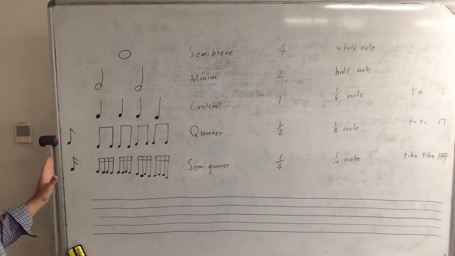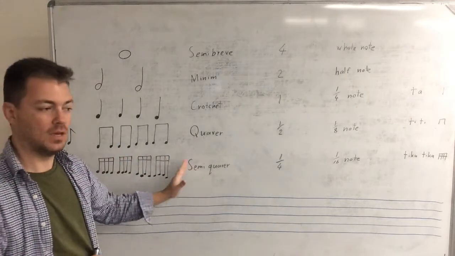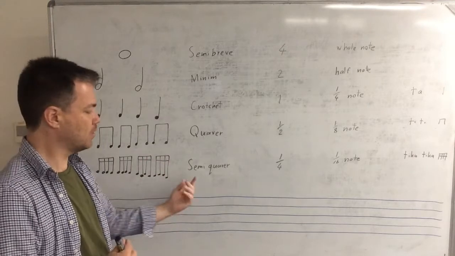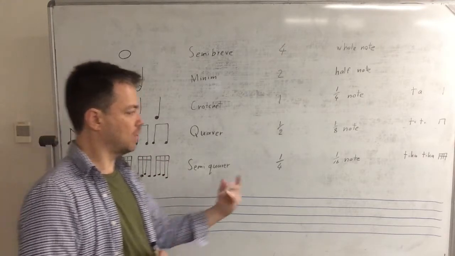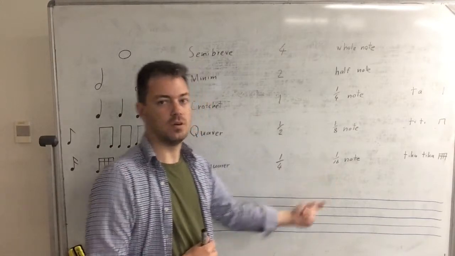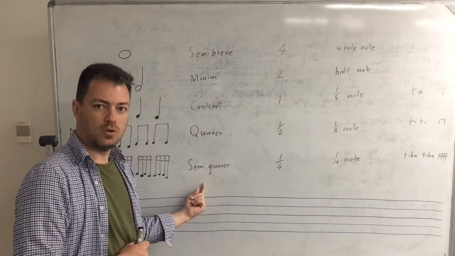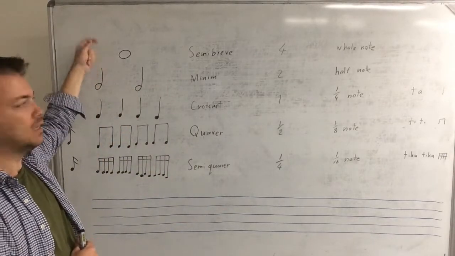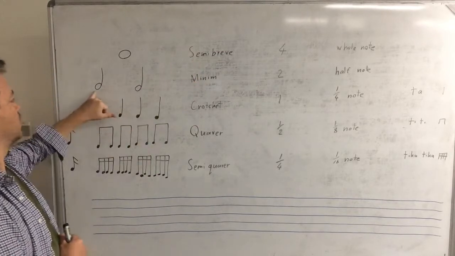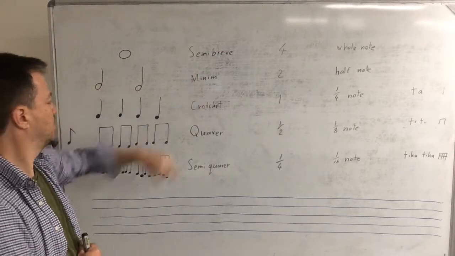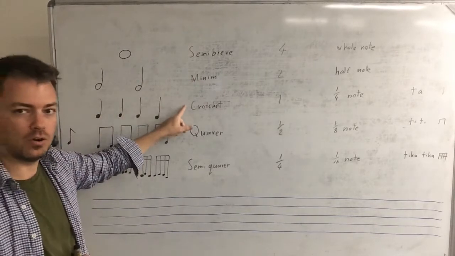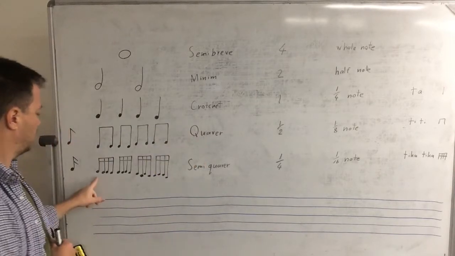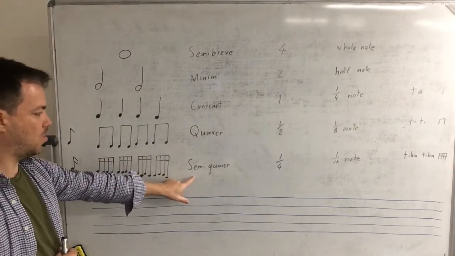Let's talk about the different names. In England and Australia, we mostly call them by these names. In America, they often use these names, and we'll go through those. But here, we mostly use these names. And let's just go through them. So this one here, which is worth 4 beats, is called a semibreve. The 2-beat note is called a minim. A 1-beat note is called a crotchet. The half-beat note is called a quaver. And the quarter of a beat note is called a semiquaver.